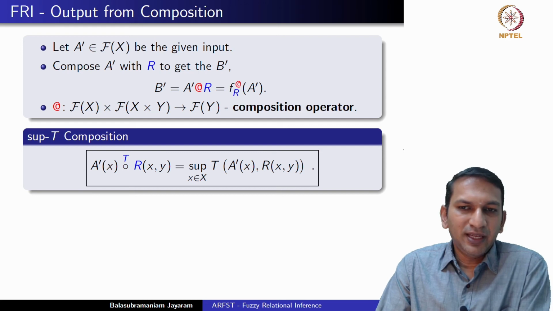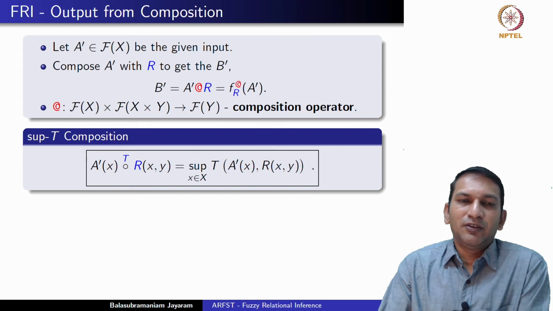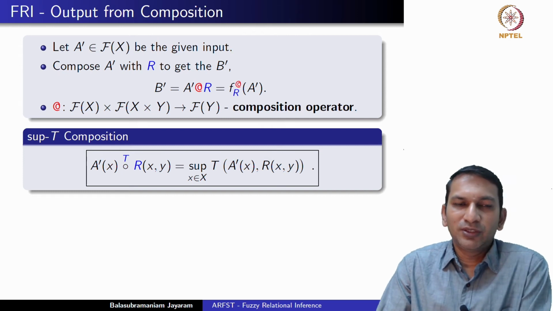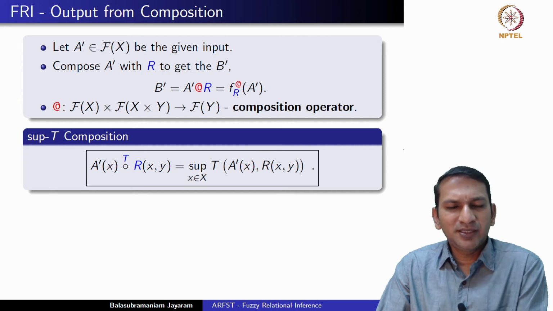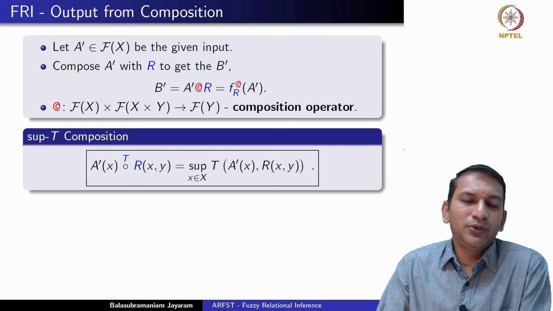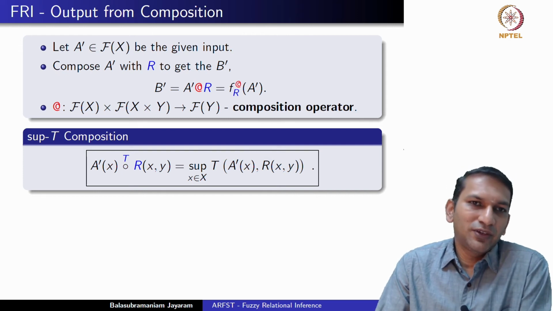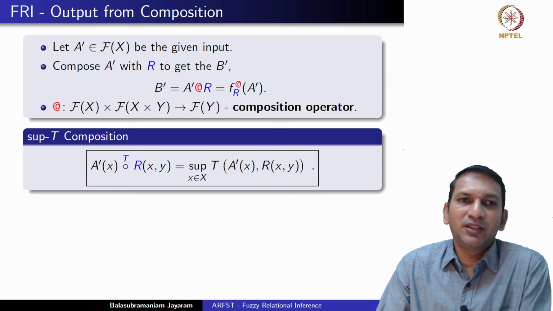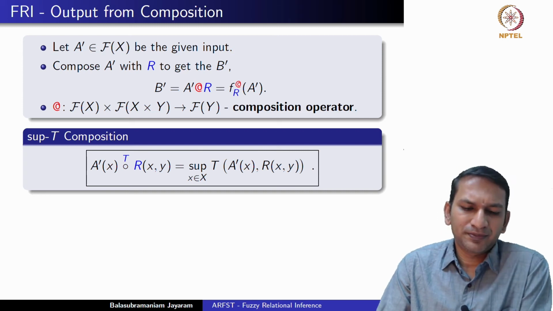Simply, we take A dash as the vector and R as the matrix. From matrix multiplication, we know that we could use the same operation to multiply a vector to a matrix. In fact, all we are doing in a matrix multiplication is row into column, which is essentially the inner product. So what we have done first is we have used the outer product kind of structure to obtain the relation. Now we are applying the inner product kind of structure to obtain the output.